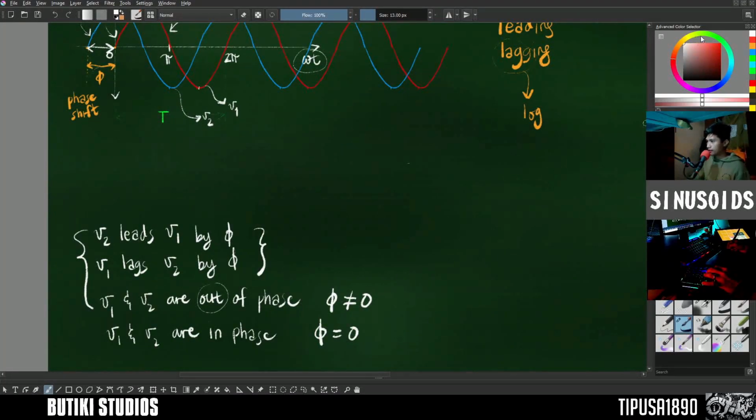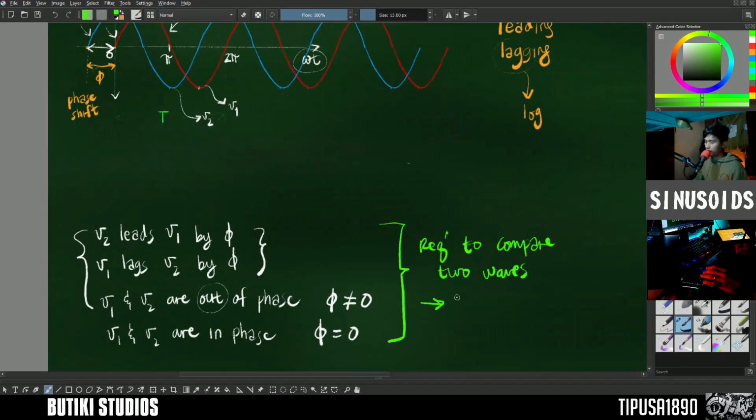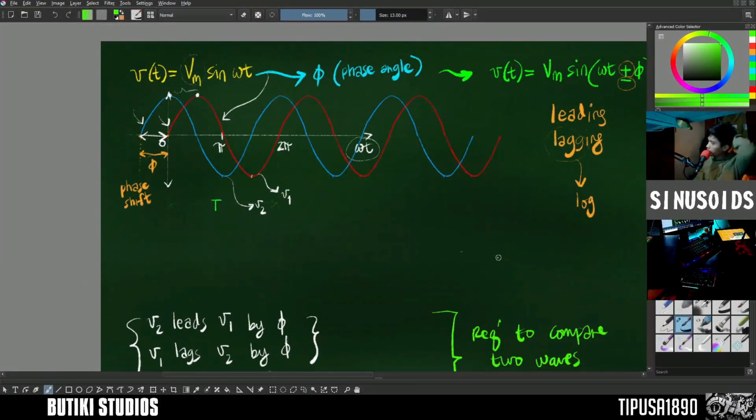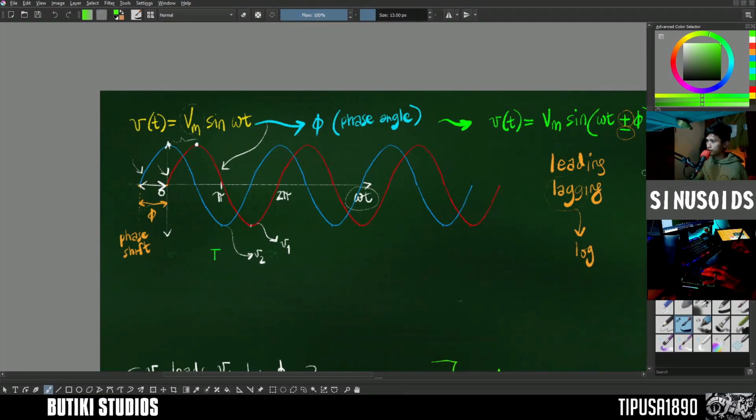In our comparison, you also have to know that the requirement to compare two waves is that the two waves must have the same frequency. So when you talk about frequency, it looks like this. We will just alter the red wave. Originally, the two waves are the same. That's how we have drawn it. This blue one came from the red.